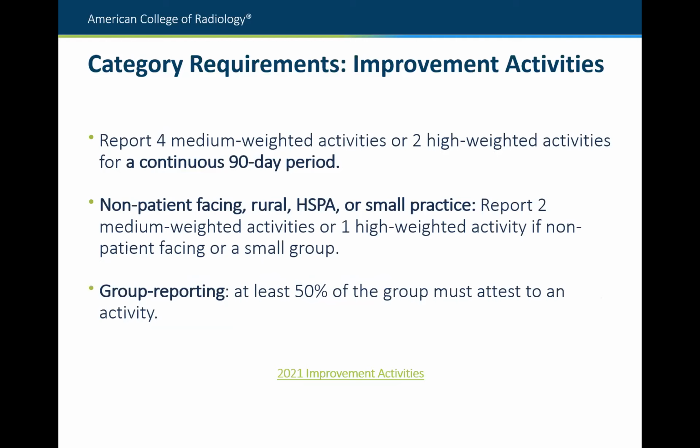So for improvement activities, the requirements are the same too. You report 4 medium weighted activities or 2 high weighted activities for a continuous 90-day period to receive full credit. Non-patient facing, rural, and small practice physicians can report 2 medium weighted activities or 1 high weighted activity. And for group reporting, at least 50% of the group must attest to the activity. So you all have to be doing the same activity to get credit.